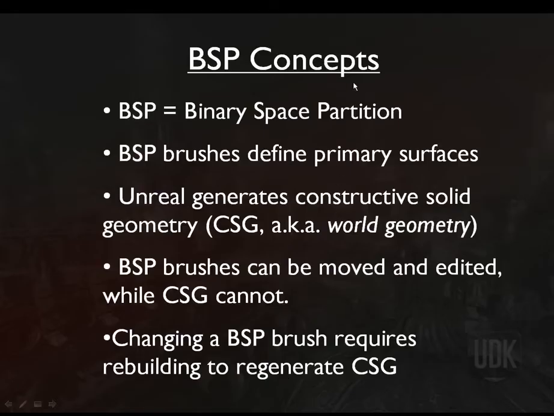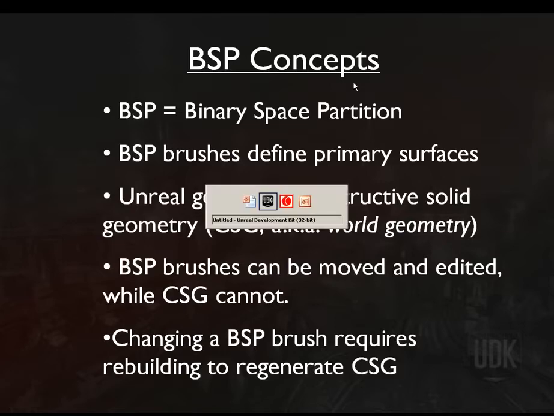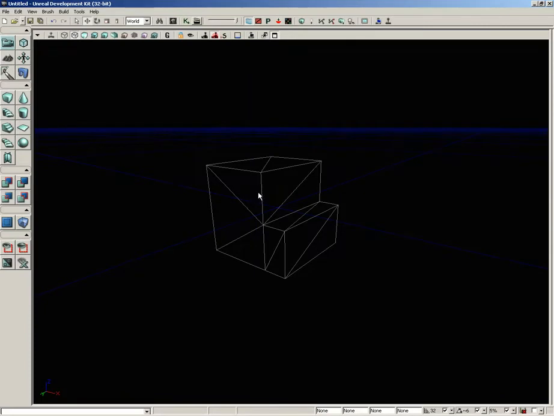Let's jump back into our show for just a minute. Now, BSP brushes can be moved and edited, while CSG cannot. So over here inside UDK again, I can't even select this piece of solid geometry. I mean, I can click on various faces of it, but that's really just for applying materials to it. It's not going to really do me any good. I can't come in here and move this piece around.